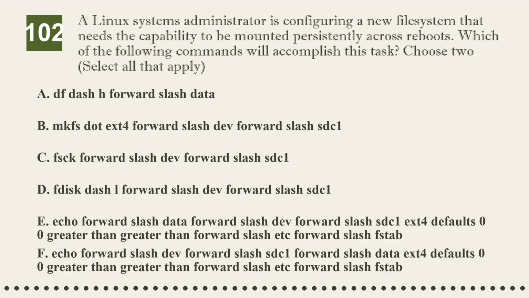Question 102. A Linux systems administrator is configuring a new file system that needs the capability to be mounted persistently across reboots. Which of the following commands will accomplish this task? Choose 2. Option A, df -h /data. Option B, mkfs.ext4 /dev/sdc1. Option C, fsck /dev/sdc1. Option D, fdisk -l /dev/sdc1.